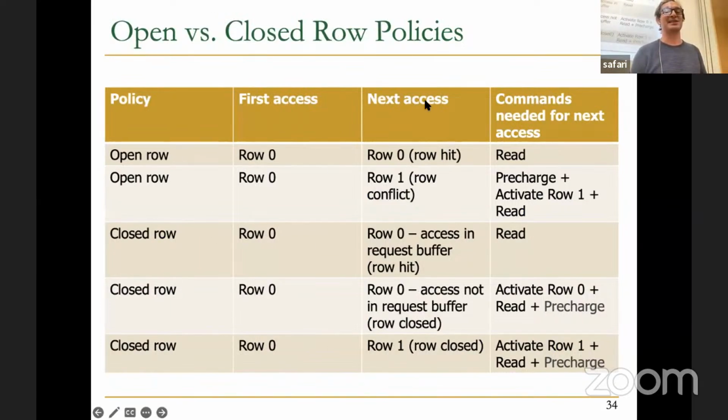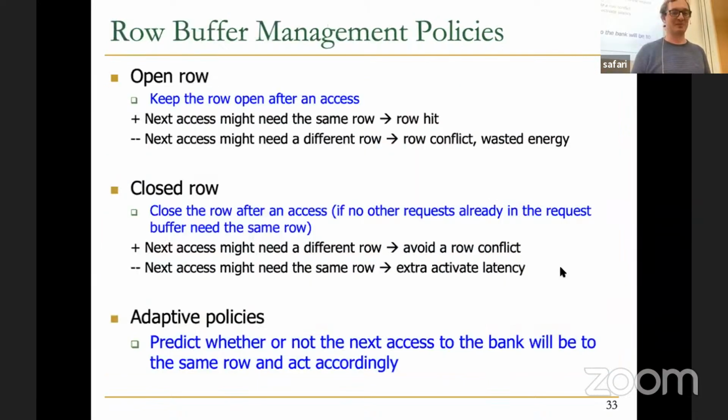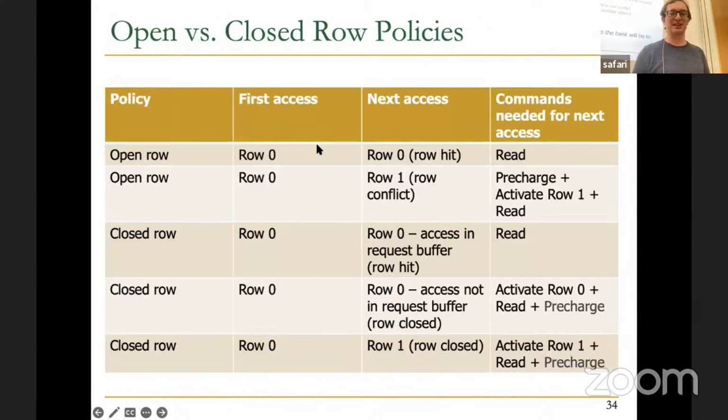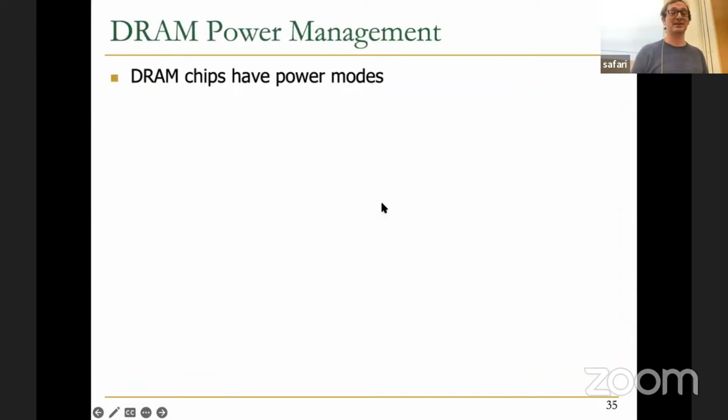and this is your first access, and this is your next access. These are the commands needed for next access. I'm not going to go through this table. You can study it on your own. There's nothing new here that's different from what I just said over here. It just quantifies some things or makes things more concrete by telling you which commands are needed for the second access, assuming you have a row policy and first access and second access.